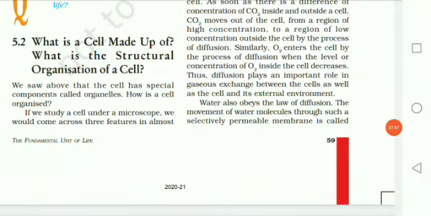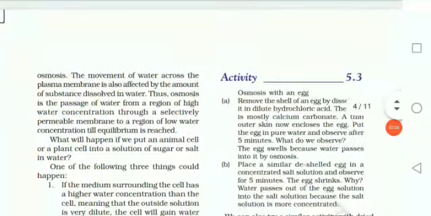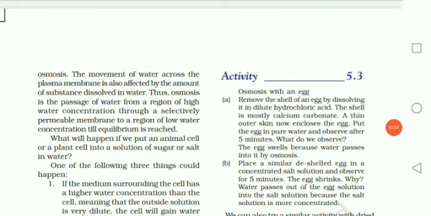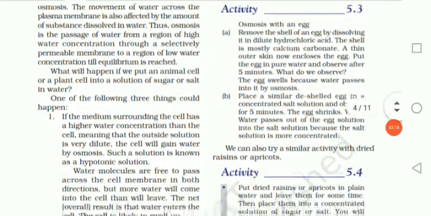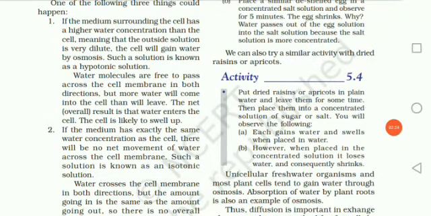Water also obeys the rule of diffusion. So we have this membrane which is selectively permeable, and when water moves across it, it is known as osmosis. The movement of water across the plasma membrane is also affected by the amount of substance dissolved in water. So we have three variations: isotonic solution, hypotonic and hypertonic.